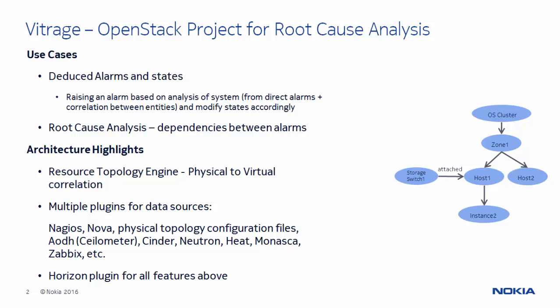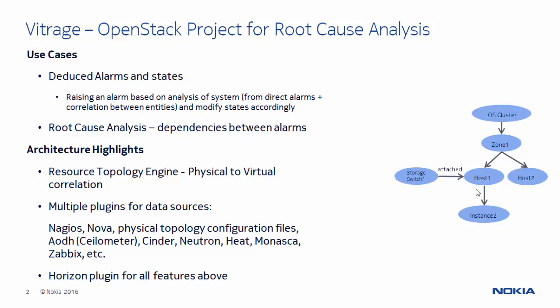Vitrage is based on a graph database that holds resources and alarms coming from various data sources. Vitrage pluggable model allows writing plugins to get information from different data sources, and we currently have support for Nova, for physical topology from YAML configuration files. We get AODH alarms and Nagios alarms. We are writing Cinder and Neutron plugins, and we plan to add more plugins like HIT, Monasca, Zabbix, and others. We also have Horizon UI for seeing all these features.